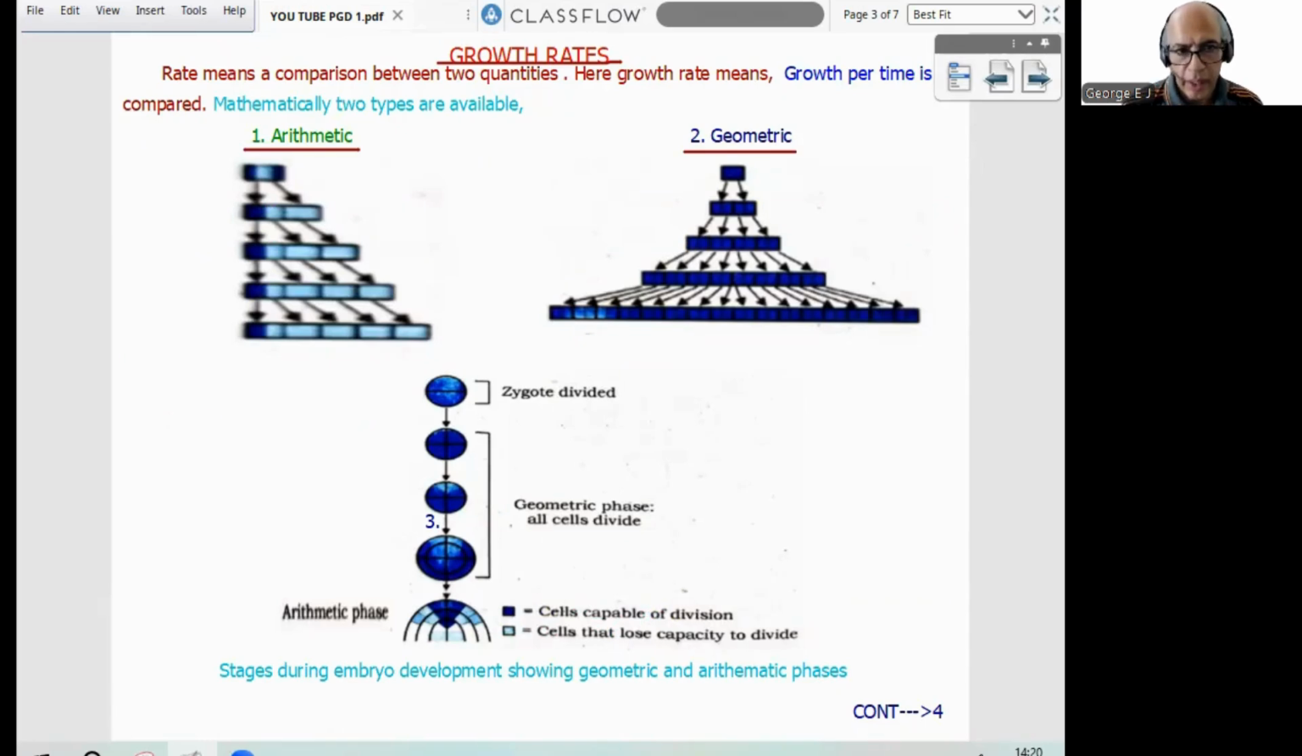What is arithmetic growth? One cell divides into two. Among these two, only one will divide. That way it proceeds. It is producing a linear growth. Geometric growth means cells divide in all planes, like a three-dimensional growth. And the third diagram is connected with the embryo. In embryo development, we can find both this geometric and arithmetic phase. That is an important question. Both types of growth can be seen in embryo development. I think that page is clear.